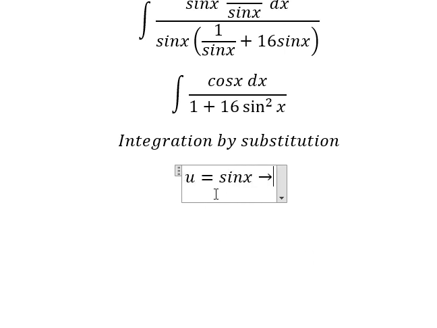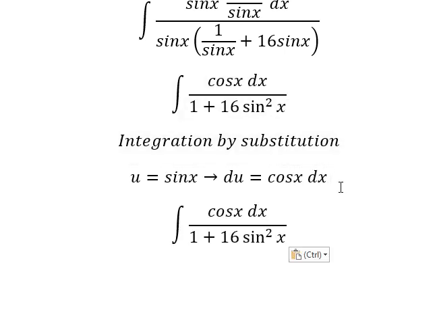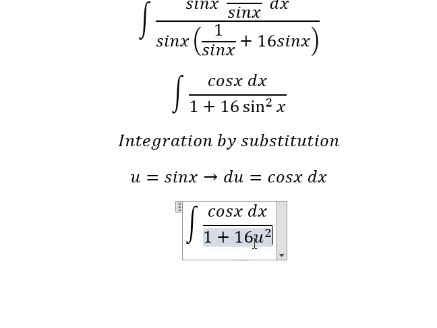Later that we do first the derivative for both sides, and we have cosine x dx. This one we change by u, and we have u squared. This one we change by du.